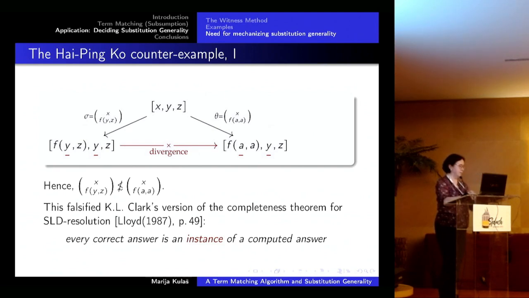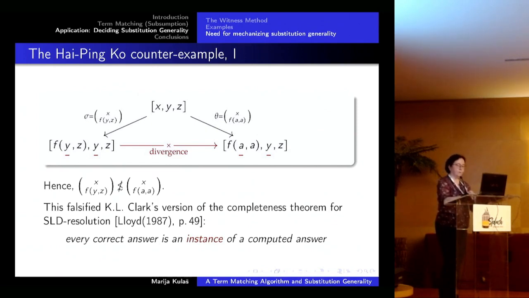It can still be accessed in Keith Clark's thesis. It's there, and it has been taken over in Lloyd's textbook. Well, the idea is put in the following way: every correct answer substitution must be more specific, well, an instance of a computed answer substitution.